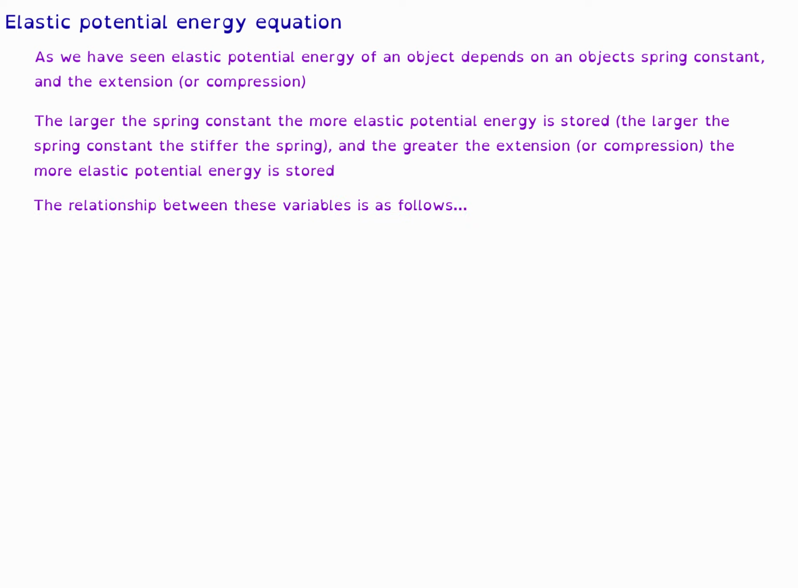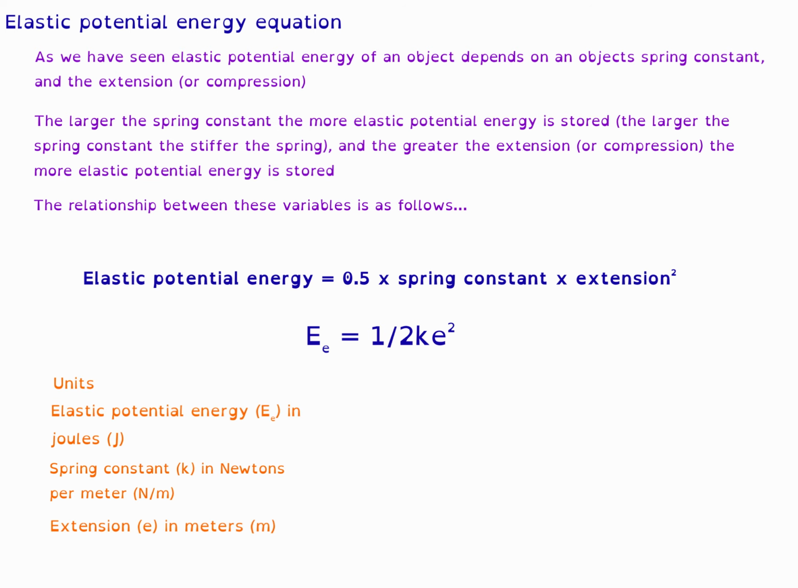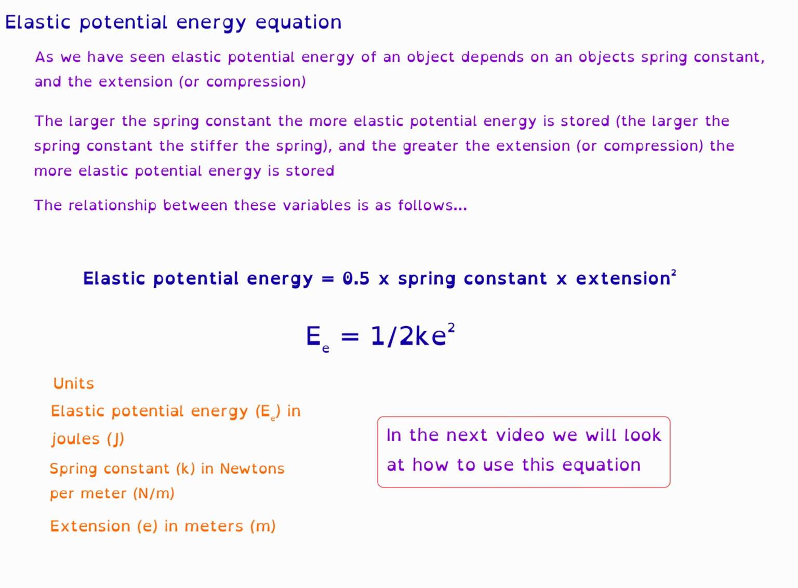The relationship between these variables is as follows. Elastic potential energy equals 0.5 times the spring constant times the extension squared. Or Ee equals a half times k times e squared. The units: elastic potential energy, Ee, in joules, spring constant k in newtons per metre, and extension e in metres. In the next video, we will look at how to use this equation.